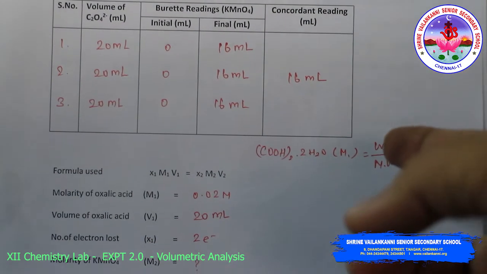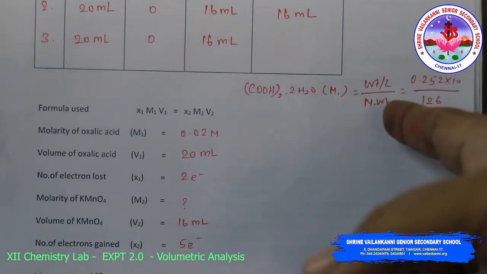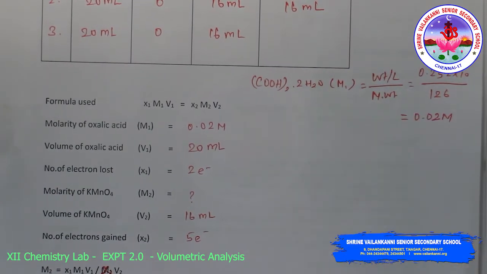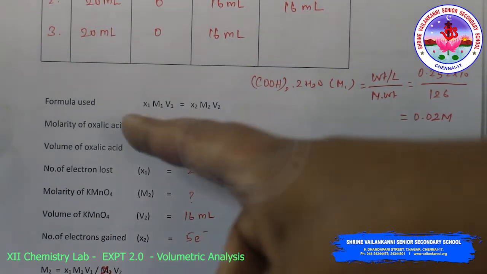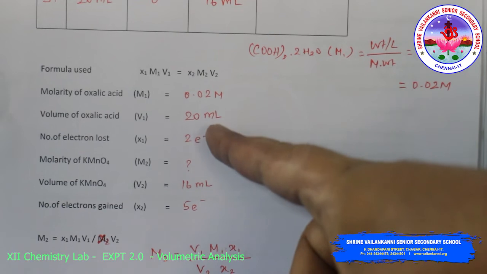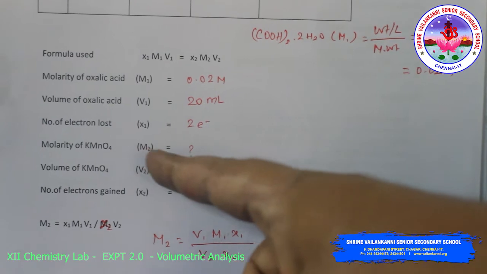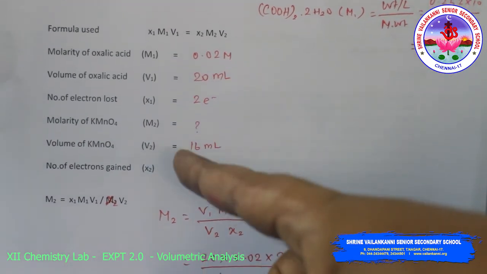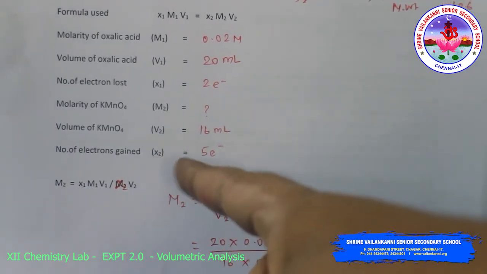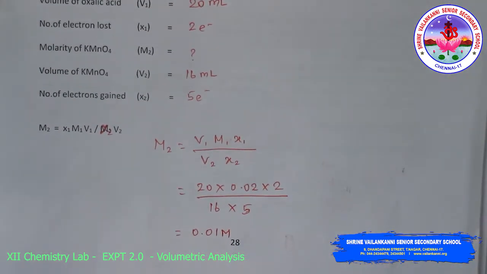Then the molarity of the oxalic acid: molarity is equal to weight per liter divided by molecular weight. Weight per liter we already saw, that is 0.02 molar, that is M1. So molarity of oxalic acid 0.02 molar, M1. Volume of oxalic acid 20 ml. Number of electrons lost 2 electrons. Molarity of KMnO4 we have to find out. Volume of KMnO4 16 ml, that is the end point in the burette reading. Number of electrons gained 5 electrons from the ionic equation. The number of electrons lost and gained is from the ionic equation.